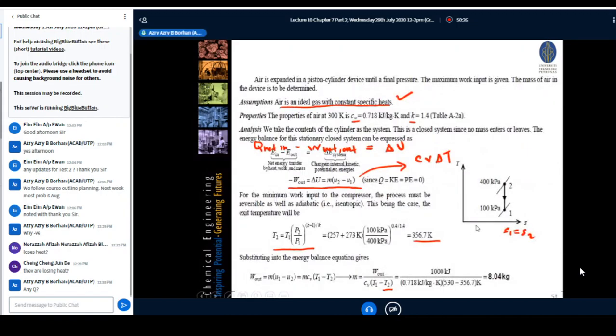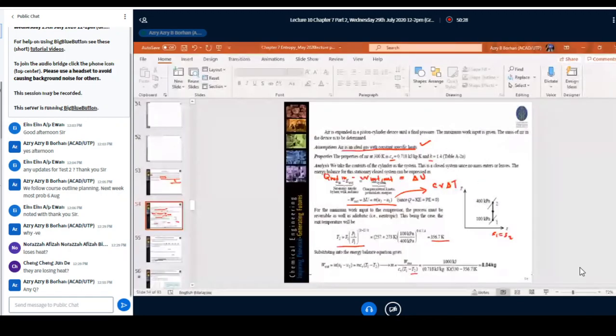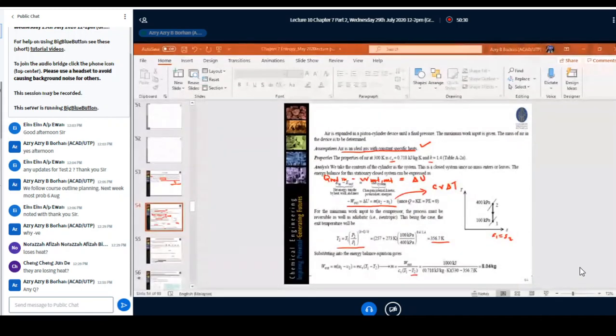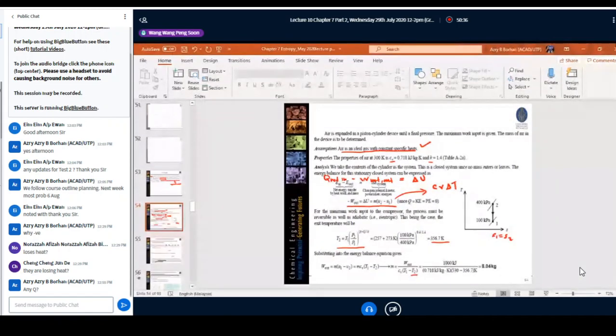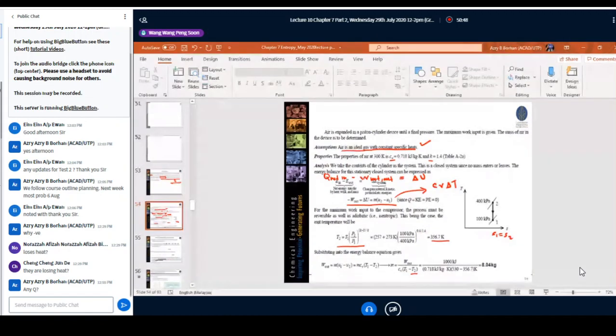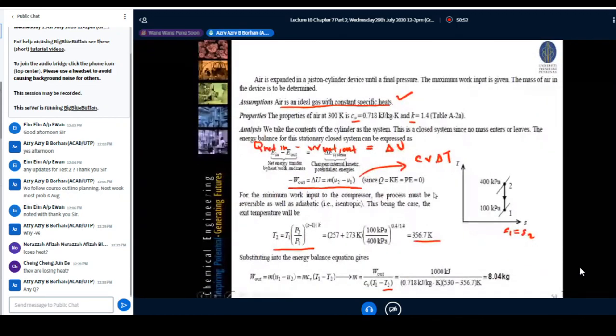Okay, any other question? So if the question didn't mention the condition that you just highlighted, the assumption, so we can use both methods. Will the answer we get be the same? Okay, good question. Probably not.